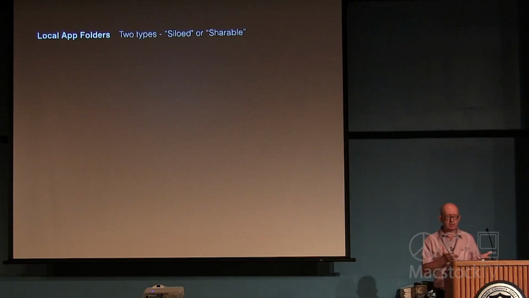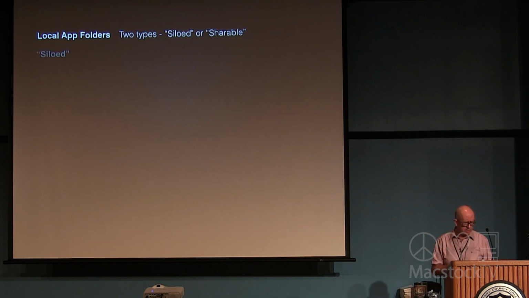So I really want to drill down a bit more into local app folders because they have some hidden benefits. Not all of them, but there's like 2 types. And this is my terminology. I call them siloed or shareable. And I'm actually going to show you some examples of these.